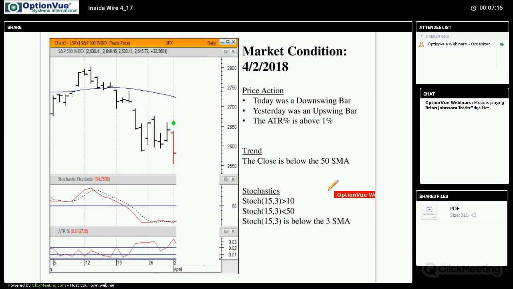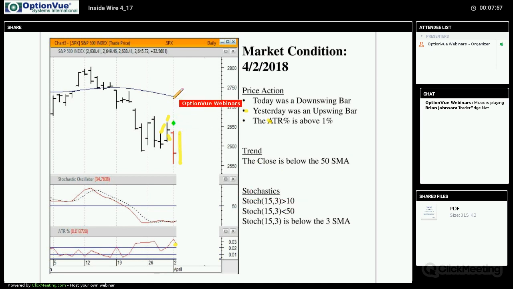And I'm defining it in 3 dimensions: price action, trend, and then the stochastic situation. I look at price action in terms of 2 bars. We have an upswing and then a downswing. Today was a downswing, yesterday was an upswing, and in this case, where it's really pronounced, I'll say that the true range percent is above 1%, because that's a pretty fat bar there. So when you take an upswing, then a downswing, you want to make it more specific in that the market condition here is that we just experienced a very wide bar.